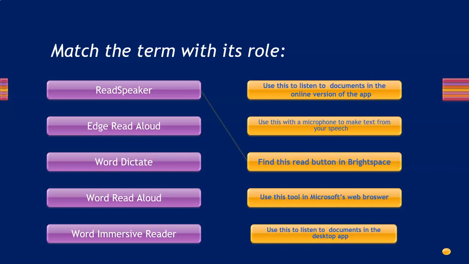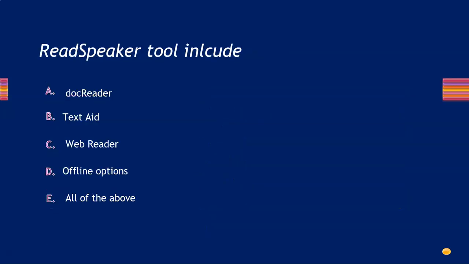Okay, Readspeaker. You find that read button in Brightspace. Edge Read Aloud. Use that tool in Microsoft's web browser to read PDF and web pages. Word Dictate, that's an easy one. Use this with a microphone to make text from your speech. Word Read Aloud, use this to listen to documents in the desktop app. And Word Immersive Reader, use this to listen to documents in the online version of the Word app.